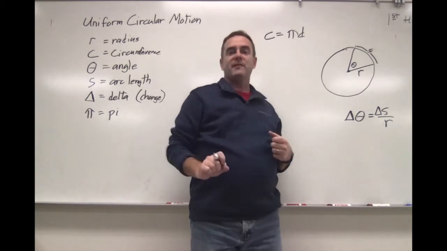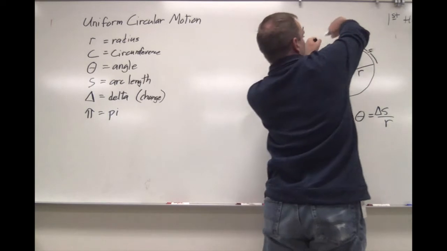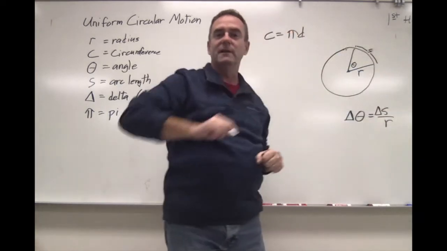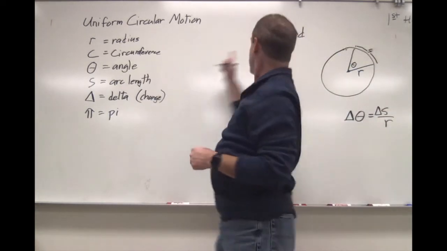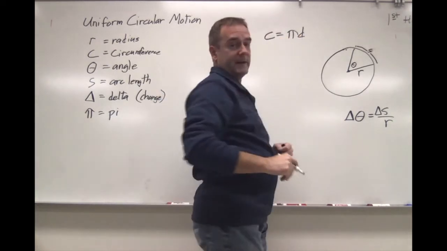Every circle, no matter what size it is, has exactly that relationship. Pull its diameter, wrap the diameter around the circle, and there's a little bit more than 3 of them. That's this. 3.14 of those diameters is the distance around the outside of the circle.